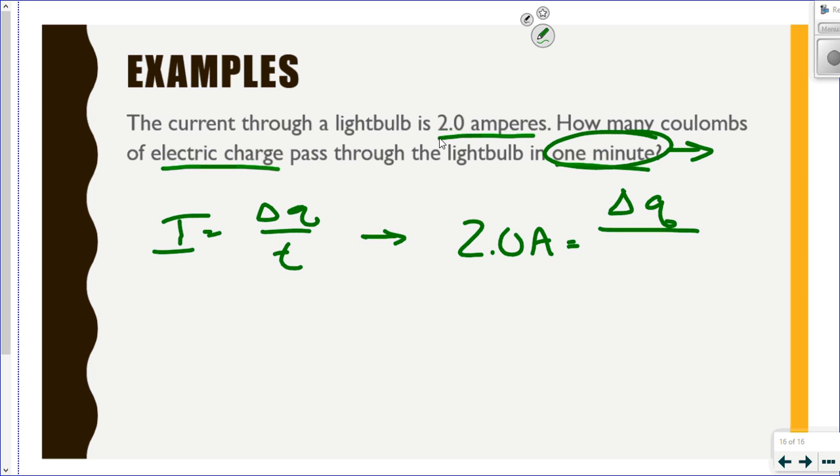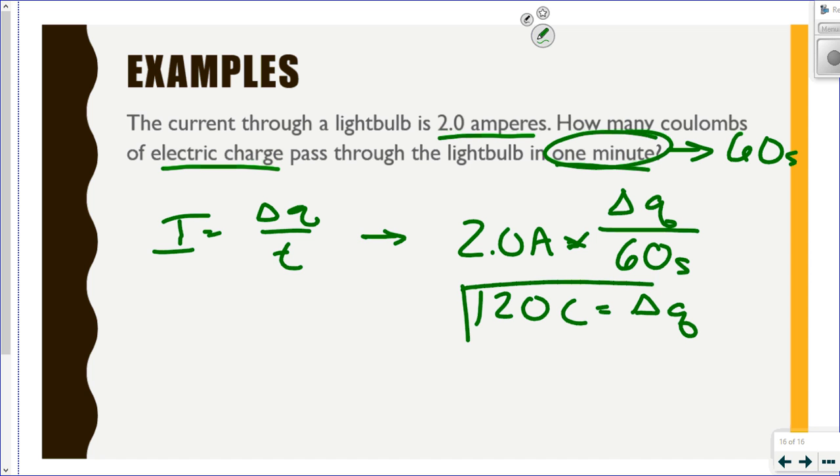However, in order to keep our units consistent, we need to convert to seconds. So this is 60 seconds as our time. I'm going to do a little bit of cross multiplication here. If you put this in your calculator, you get 120 coulombs is equal to the change in Q.